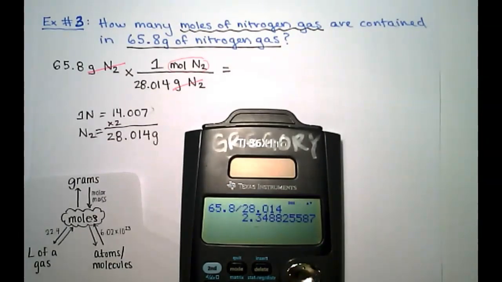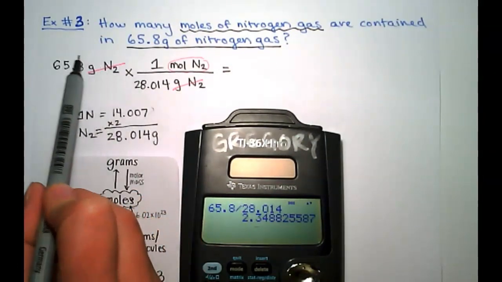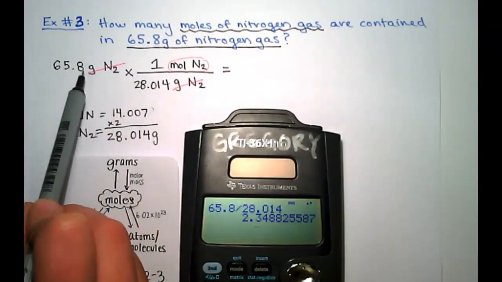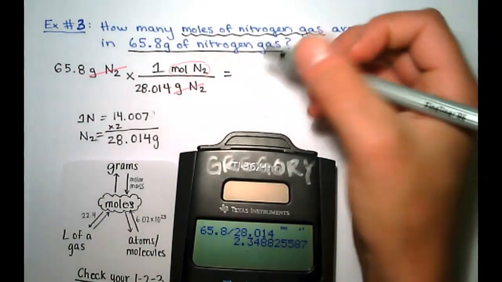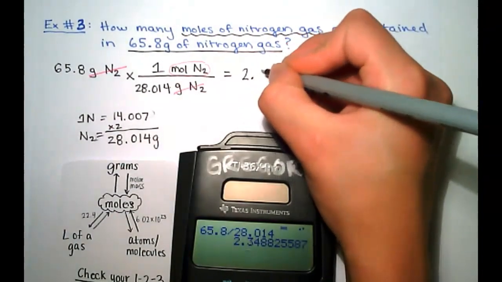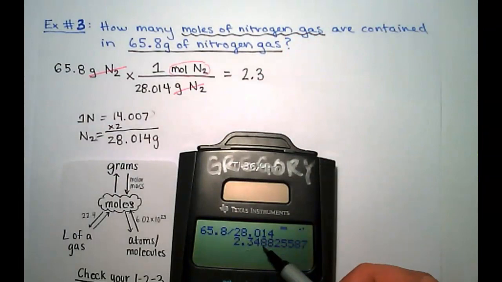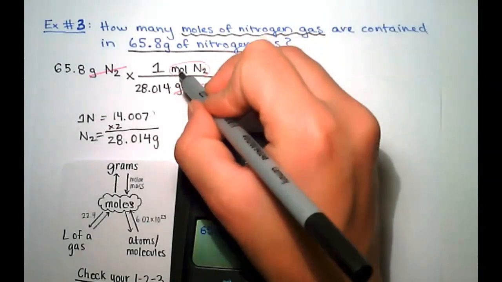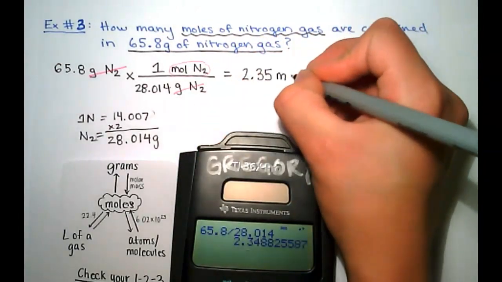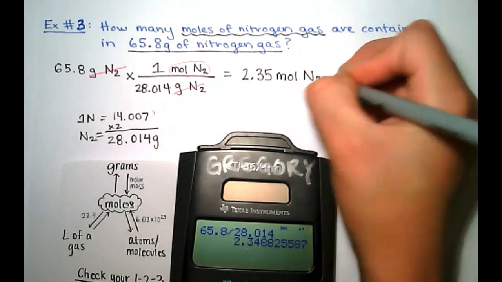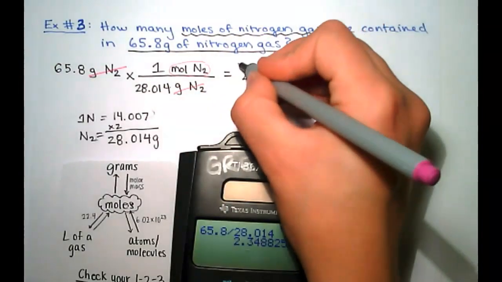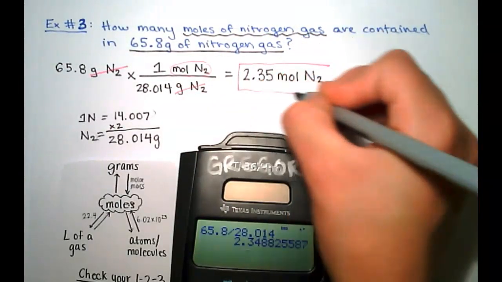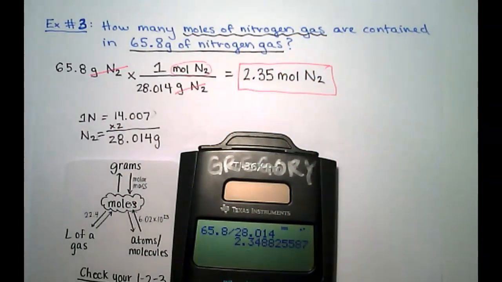And that gave us 2.3488255, a whole long number, but I know by looking at my given value that we're going to round to 3 significant figures. So this is going to be rounded to 2.35, because there's an 8 next to this 4, the 4 will round up to a 5. And then my units are moles of N2. Now I'm just going to box my answer. And that's the end.